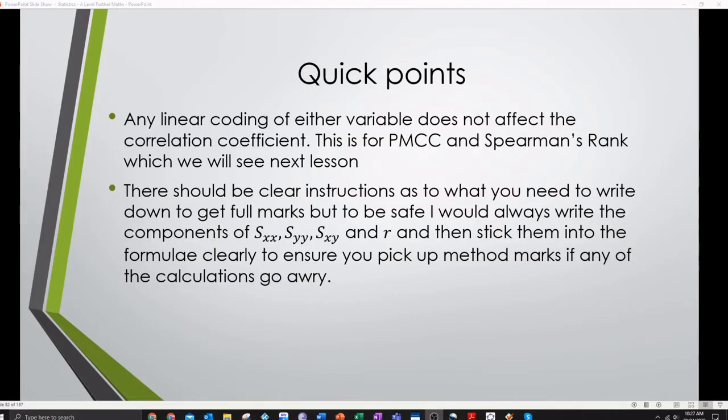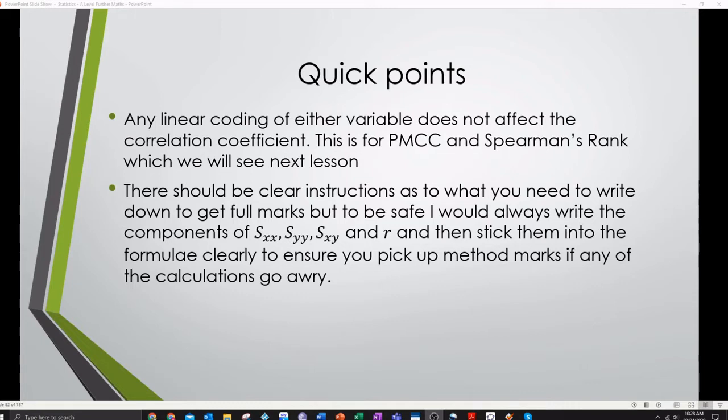So just some quick points before we go into hypothesis testing. Any linear coding of either variable does not affect the correlation coefficient. So if I multiply the value of x and add a value, that will not affect my value of R. This works for PMCC and Spearman's rank, and we'll show that towards the end of this chapter.